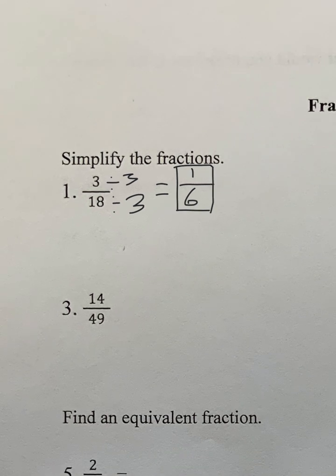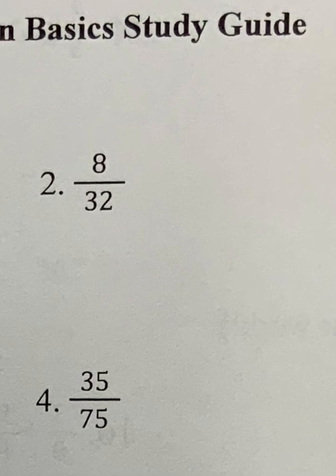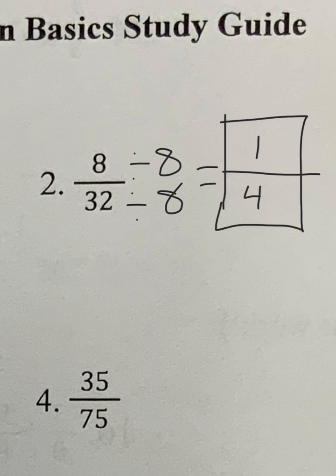Alright, let's do the next one. The next one is 8/32. I'm going to divide the top by 8 and the bottom by 8 because this is a large number and I know that 8 can go into 8 and 8 can also go into 32. 8 divided by 8 is 1 and then 32 divided by 8 is 4. So my simplified fraction for number 2 is 1/4.